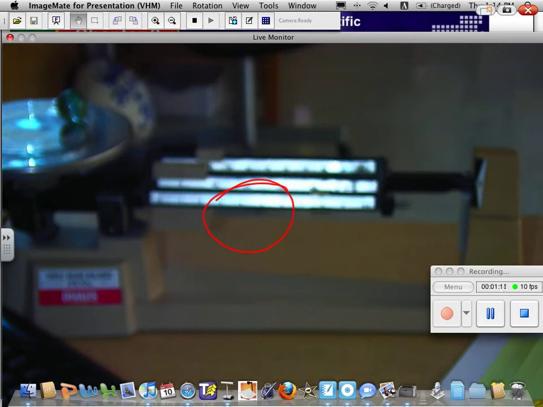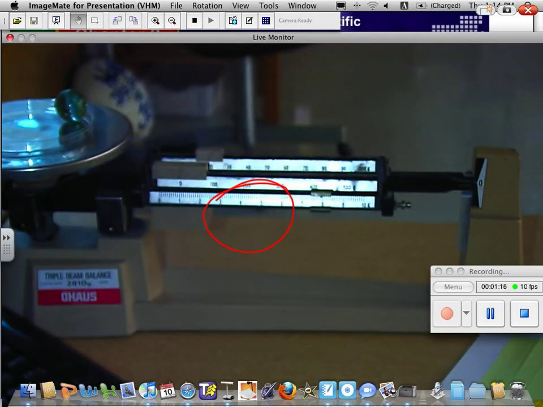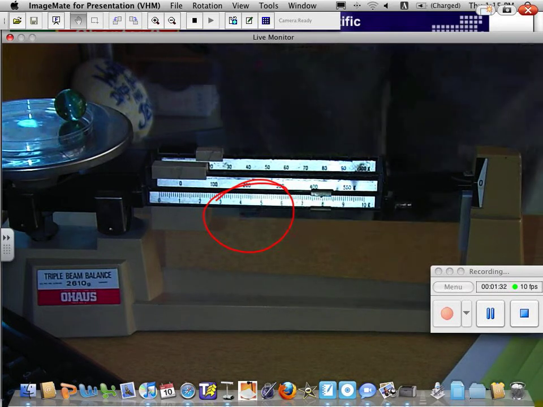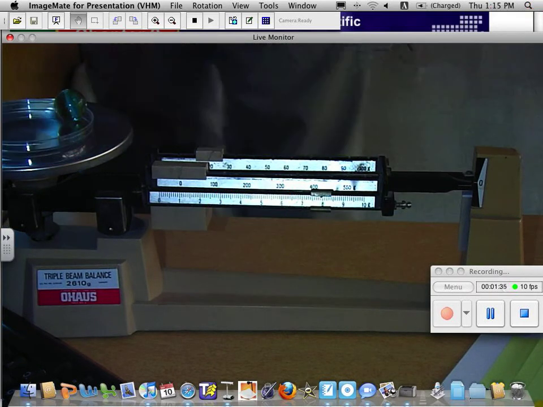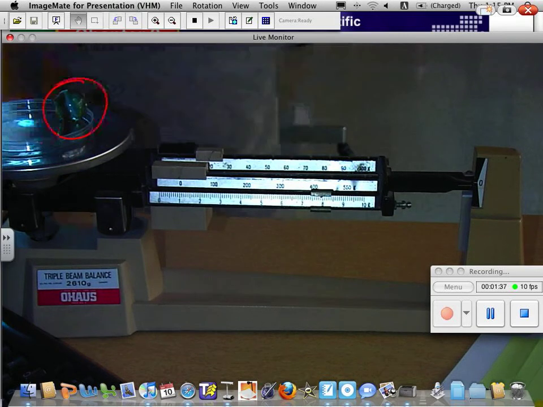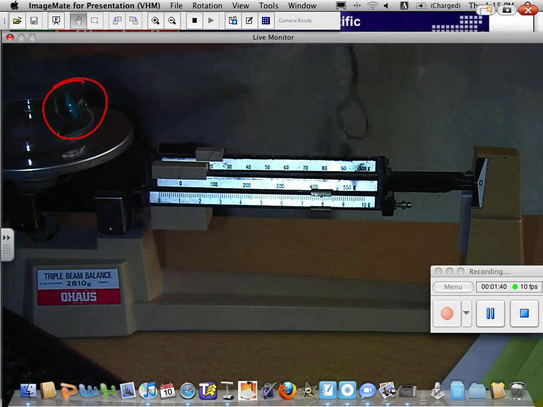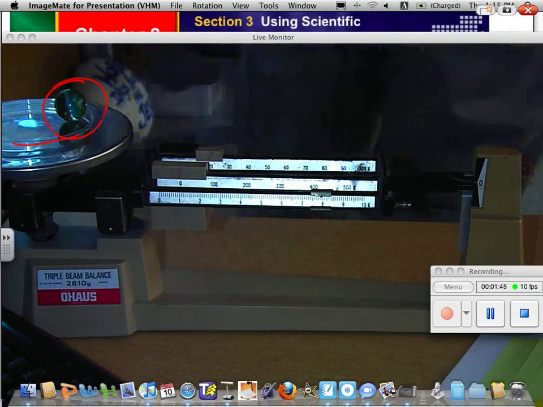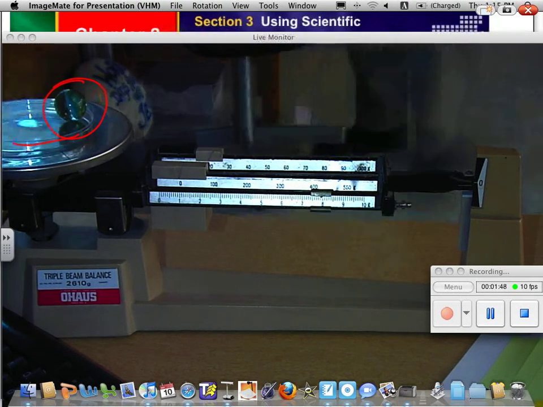All right, so what we're looking at right here is a triple beam balance. It should be coming into focus anytime. A triple beam balance is a tool to measure mass, by measuring the pull of gravity on an object. Here we've got a little marble on the pan, sitting in a little tray. It's the same thing you did last time.